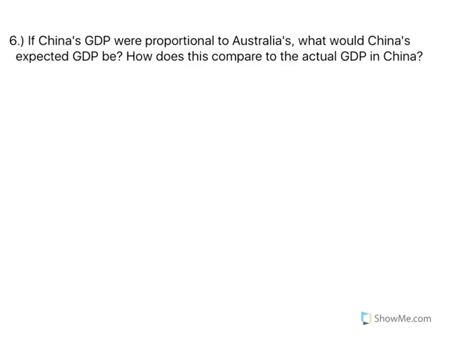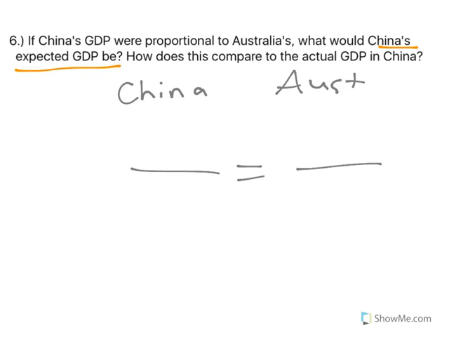Okay, number 6. So now we're playing the what if game. If China's GDP were proportional to Australia's, what would China's expected GDP be? So now we're taking out China's gross domestic product. We know what it is, but we're saying let's pretend that they were just like Australia and that they produced things at that rate. So remember that when we're talking about proportions, I like to label. So we're talking about China, we're talking about Australia. My left ratio will be all about China, my right ratio will be all about Australia. And we're talking about gross domestic product and population. Those are the two things that we know.